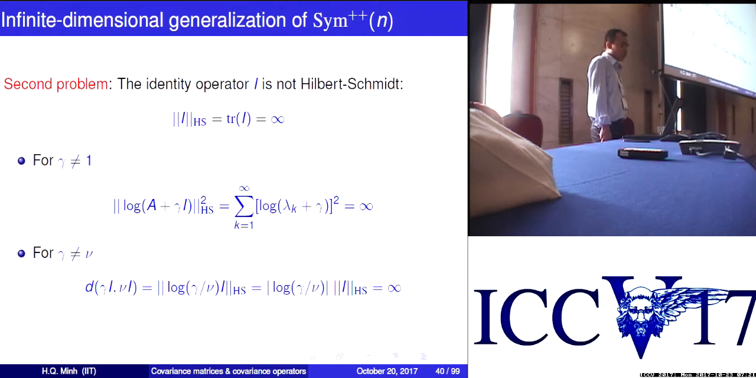infinities happen. For example, when gamma is not equal to 1, the Hilbert-Schmidt norm of log of A plus gamma I is the summation of all the log of lambda k plus gamma, squared. Because when k goes to infinity, lambda k goes to 0, so log of lambda k plus gamma goes to log of gamma, and gamma is not equal to 1, and this would be infinite. And if we have two multiples of the identity operator and try to compute log of gamma I minus log of mu I, it would equal log of gamma over mu times the Hilbert-Schmidt norm of I, which is infinite if gamma is not equal to mu. So this is problematic. Of course, you cannot use it.